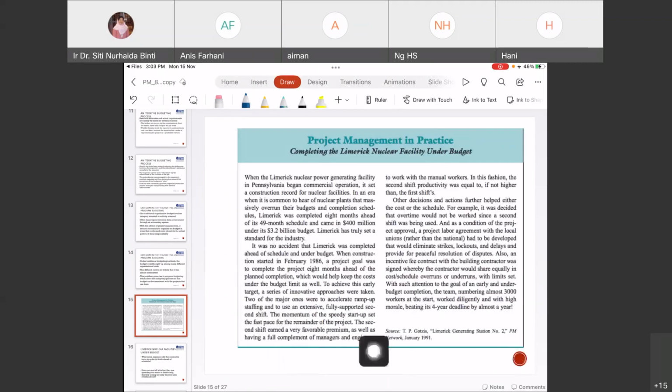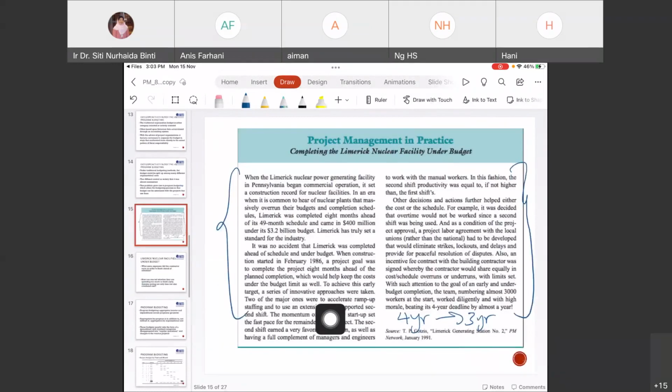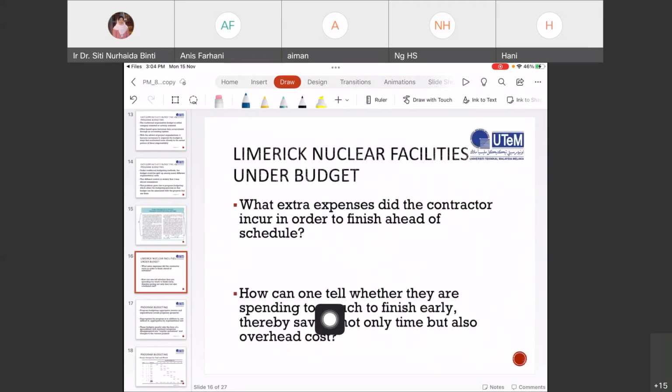Okay, now we have a case example for you to read and understand: how the project management has been able to complete a 4-year project in 3 years. They complete it in 3 years' time. You can read and understand how they actually handle this activity in line with nuclear facilities.